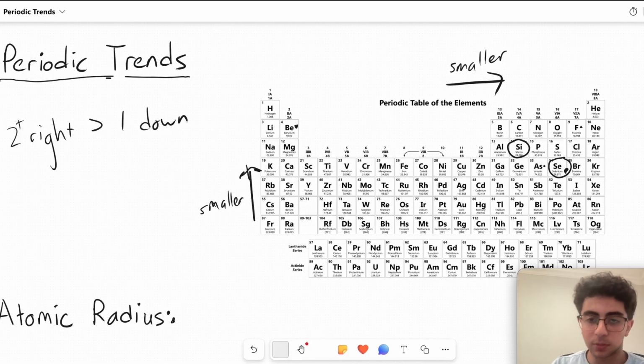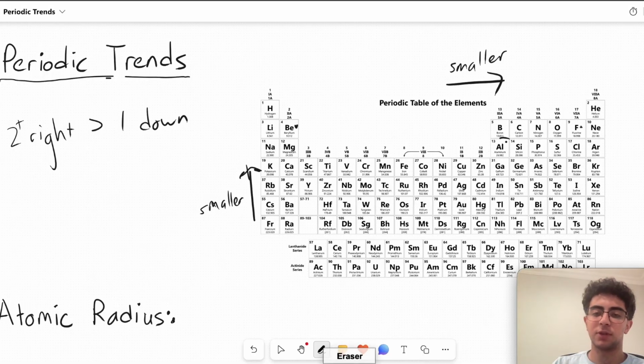Let's compare maybe now Al to Br. Br again is 1 down, but it's all the way to the right. So that effect from going right is going to be more prominent than the effect of going down 1. So Br is going to be smaller.